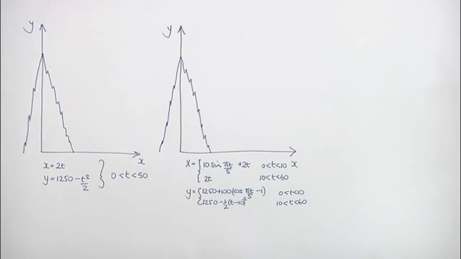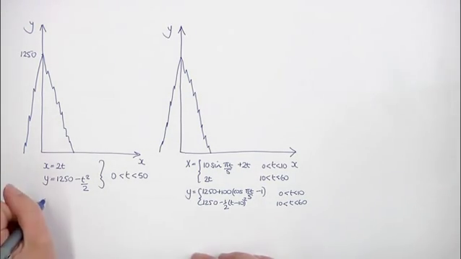Suppose our glider starts at the top of a mountain at the coordinates 0, 1250. Its x-coordinate at time t is given by x is 2t, and its y-coordinate at time t is given by 1250 minus t squared over 2, and this is for t between 0 and 50 seconds. When we write x and y like this, we say they are parameterized by t.